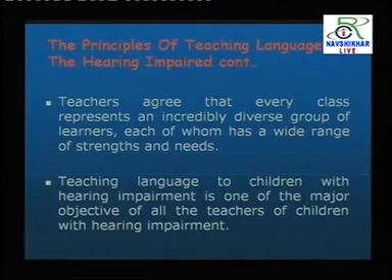Then teaching language to children with hearing impairment is one of the major objectives of all teachers of children with hearing impairment. And this we have already repeated twice, and again I'll say that not only the teachers, everybody who is concerned with the child is responsible for making the child learn language. So there is a specific language which is a tool of communication, and the most important aspect is to teach the child with hearing impairment this particular language so that he can communicate efficiently and effectively in future.